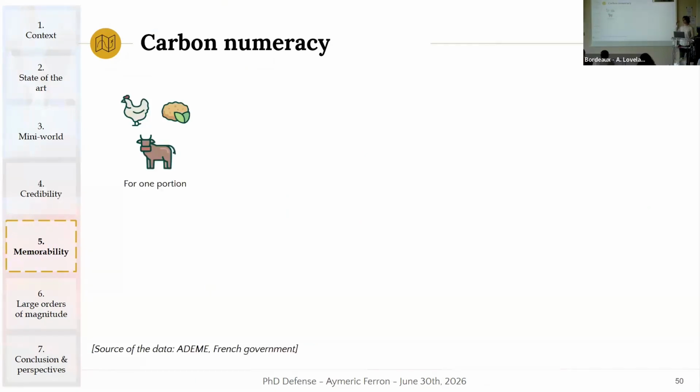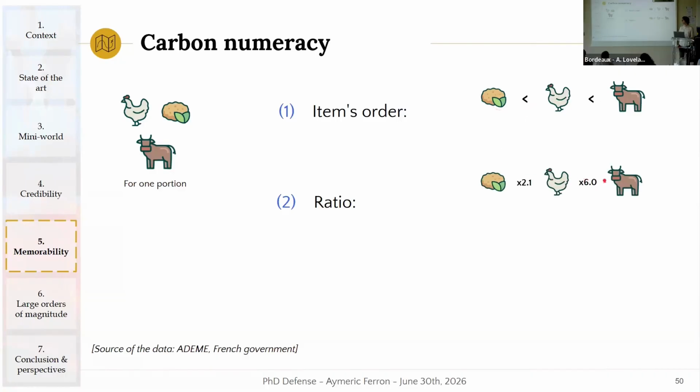In this project, we were interested in the carbon numeracy of several types of data sets, one about food and one about transport. For example, you could have 3 types of knowledge. First, we could know how to order the items from the most polluting item to the least polluting item. We would say, I know that beef emits more greenhouse gas emissions than chicken, which emits more than the vegetarian option. Then you could also know the ratio between 2 items. You say, I know that beef emits 6 times more emissions than chicken, and chicken emits twice more emissions than a vegetarian patty. And then you could also know the exact value for each of the data.